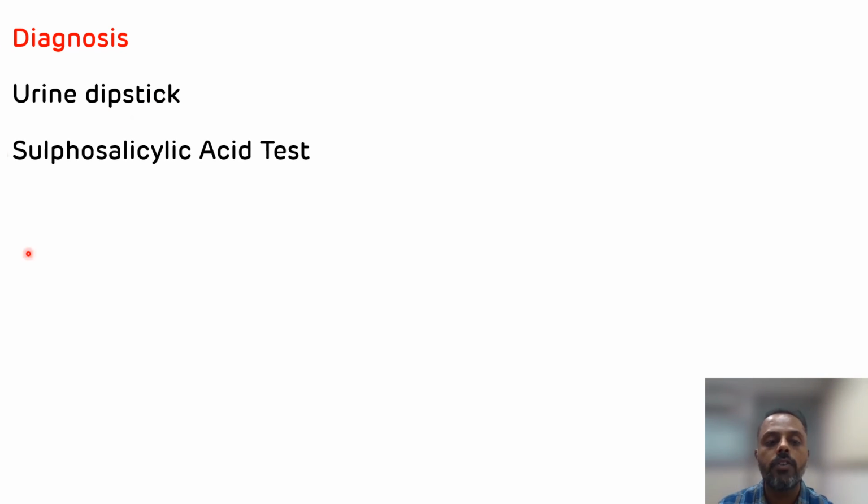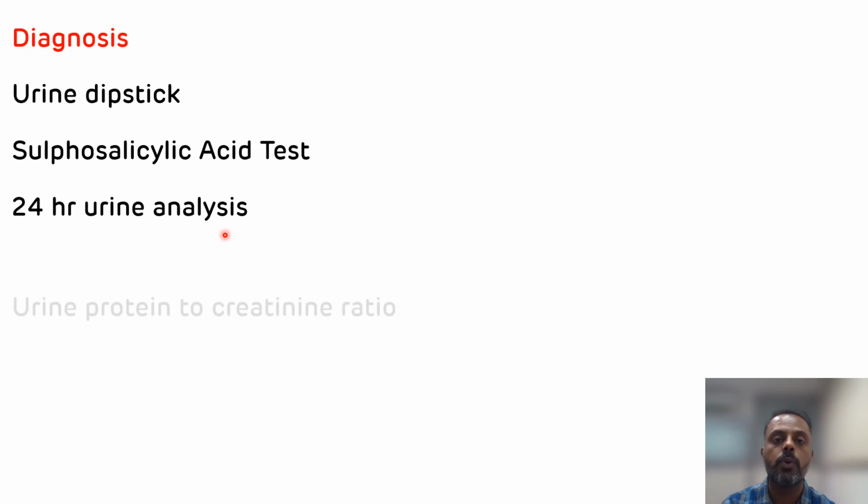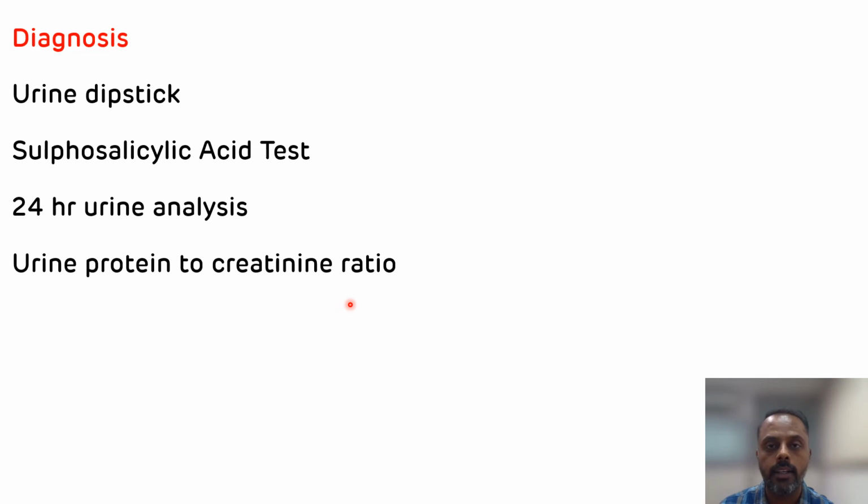Now we will see how you can detect proteinuria, the diagnosis of proteinuria. The first thing is the urine dipstick, which is very easily available in the OPD. With the help of a urine dipstick, you can detect proteinuria. The second test is the sulfosalicylic acid test. After adding sulfosalicylic acid, if there is a white precipitate, that means there is protein in the urine. The third test is 24-hour urine analysis, then protein to creatinine ratio or albumin to creatinine ratio, and the last one is electrophoresis. So these are the methods by which you can detect proteinuria.